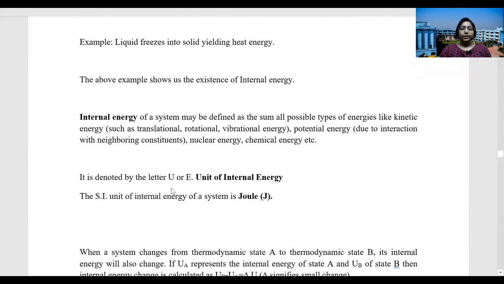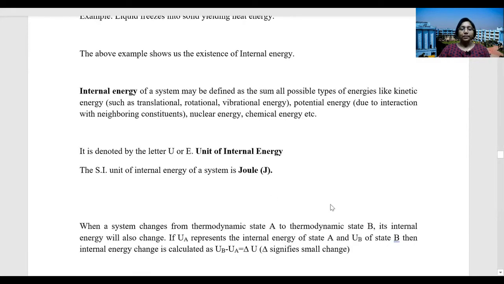Now, it is denoted by either U or E, capital U or capital E. So, you will see in different books, it is written in different ways, either E or U. Both are correct. Both are representations of the internal energy. The SI unit of internal energy is Joule.